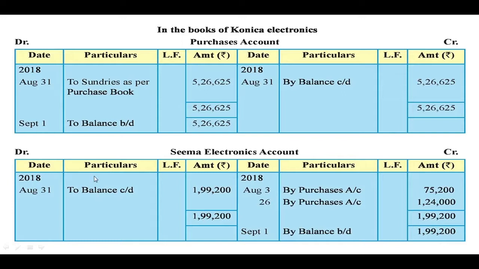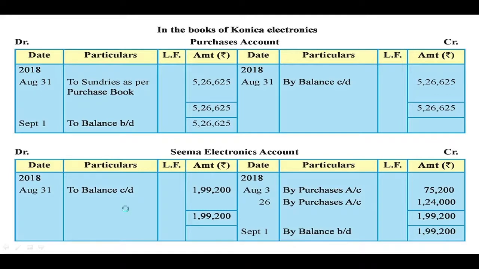And since nothing is recorded here in the whole month, on the last day of the month we have to write 31st August to balance carried down, that is 1,99,200. This becomes the opening balance for the next month, 1st September, by balance brought down 1,99,200 is written on the credit side.